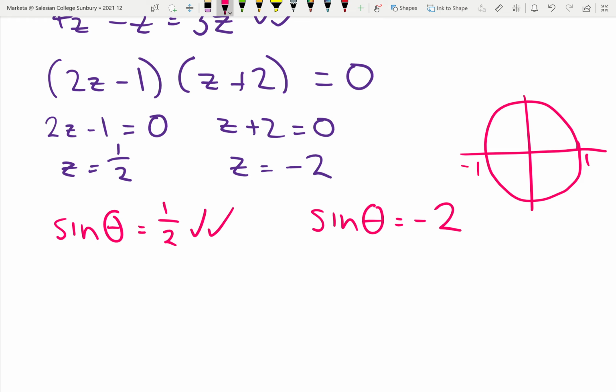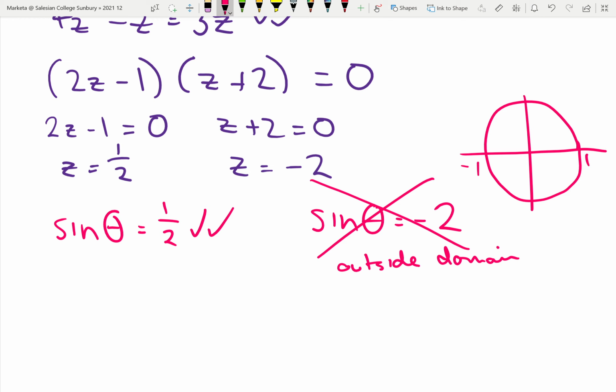So the domain for sine is always going to be from negative 1 to 1. So you can't have negative 2 because your sine value can never be negative 2. So I can just cross that out and say it's outside the domain for sine. So we will leave that one out.